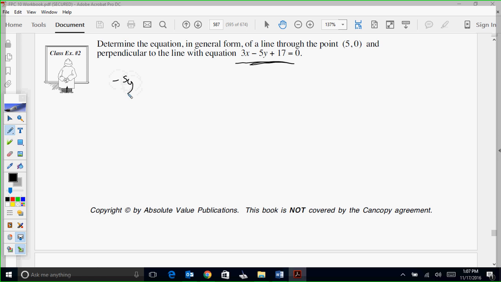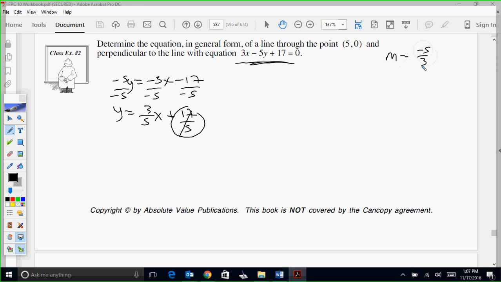So minus 5y equals negative 3x minus 17. Divide by negative 5. We don't care about this, so don't worry about the 17/5. We're just stealing the slope. We want perpendicular slopes. So what's the slope perpendicular to 3/5? Negative 5/3. So that's the slope I want.